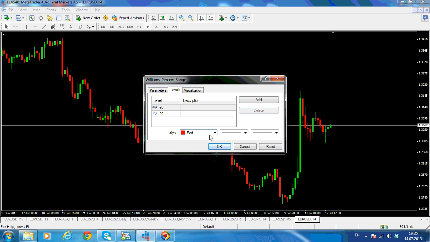Now, such an oscillator is interpreted as follows. First of all, it travels between the 0 and the minus 100 levels, and the standard interpretation is that as long as the oscillator stays above the minus 20, price will continue to rise, indicating a bullish market, with the opposite being true as well. As long as the oscillator stays below the minus 80, price will continue to fall, indicating a bearish market.